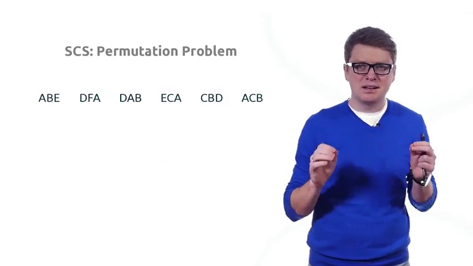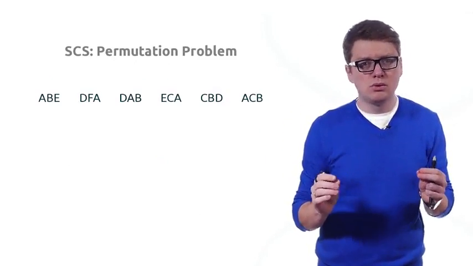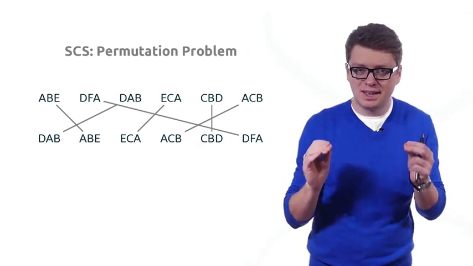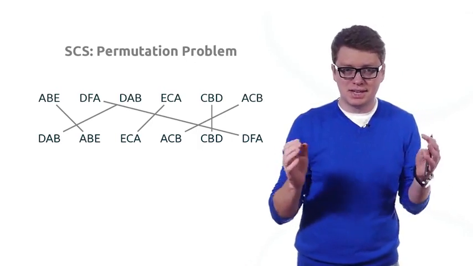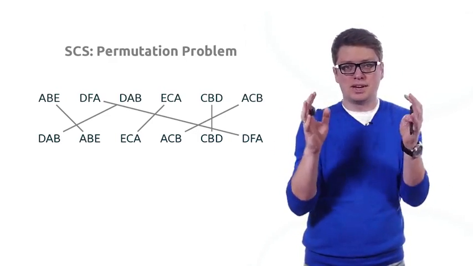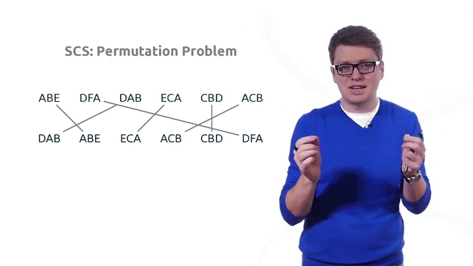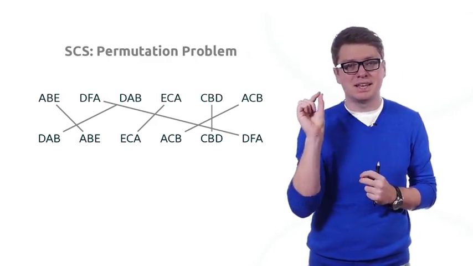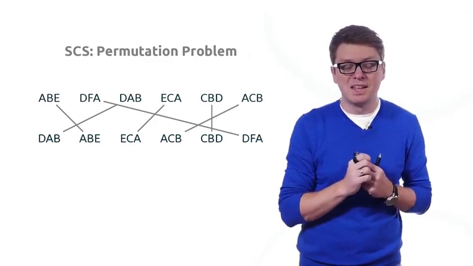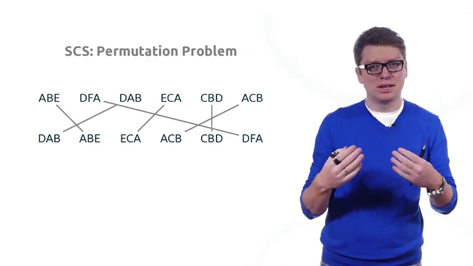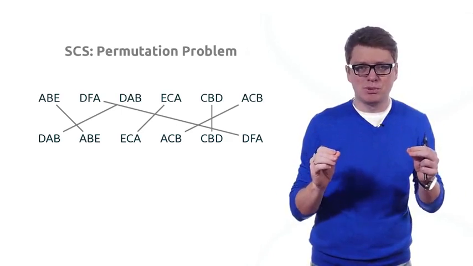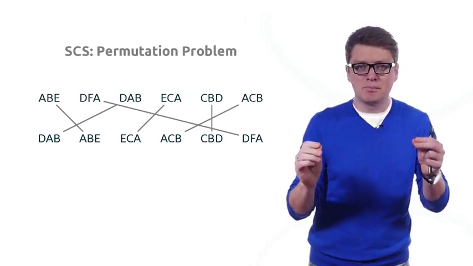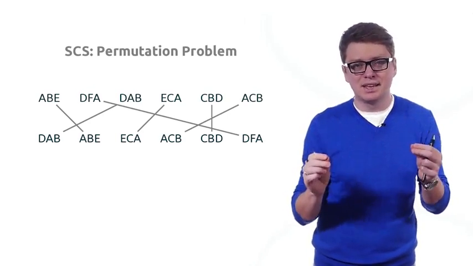And this basically means that what we want to do in this case is to find a permutation of our input strings. That is, we would just like to find an order of these strings such that the sum of consecutive overlaps is as large as possible. And this brings us to the idea that this problem is indeed a permutation problem. So what we're looking for is some permutation of the n given strings.